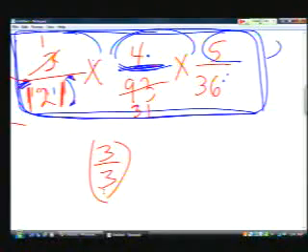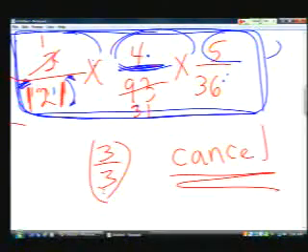Now, you remember a long time ago, I said that this word right here was a dirty word. We don't say that word in my class.